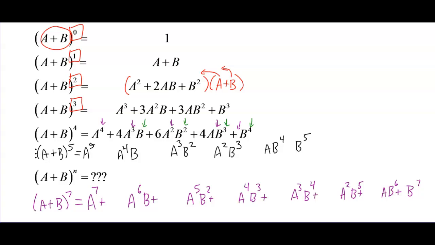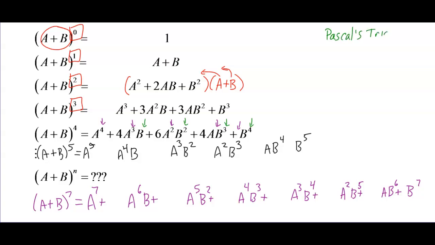As long as your exponent is still kind of smallish, like 7 is not too bad, 8 or 9 is okay, then the coefficients can be created by a thing called Pascal's triangle.